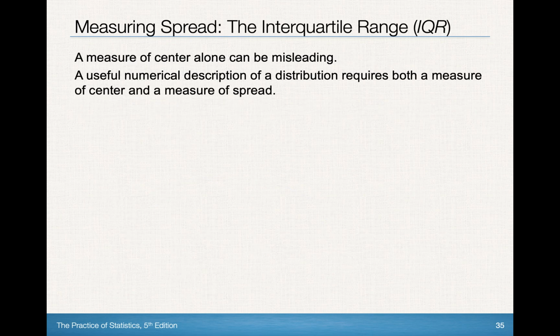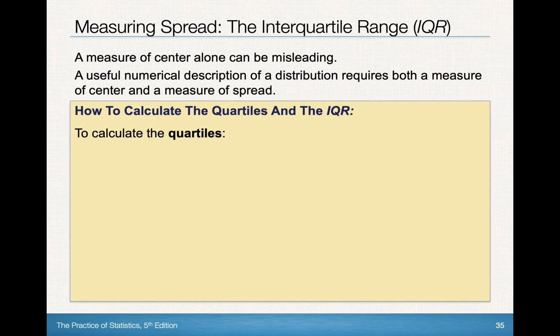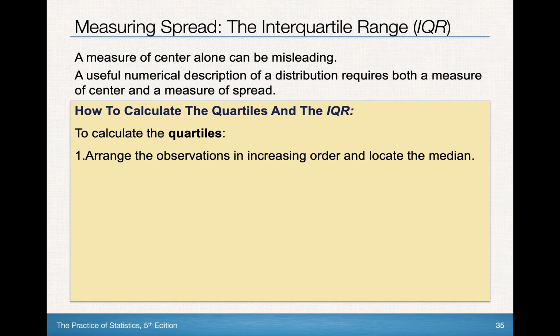After the center, we have to find a way to describe the spread. We also have two options. The first option is called the interquartile range, also known as the IQR. Measuring the center can be a little misleading, so we also want to figure out how spread out our data is. To calculate the interquartile range, you have to calculate the quartiles. The quartiles break the data up into 4 quarters, where 25% of my data lies within each quarter. To find the quartiles, you're going to arrange the observations in increasing order and locate the median.